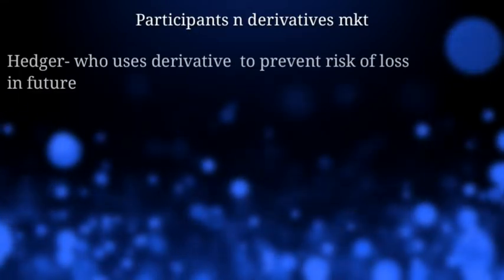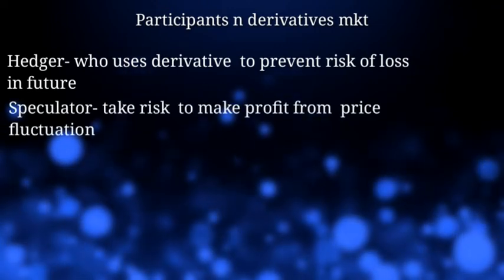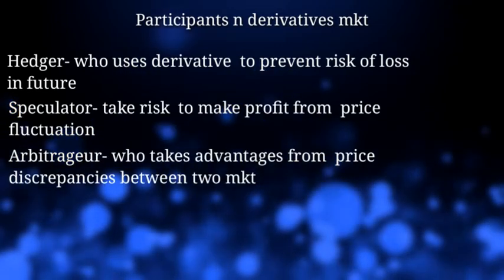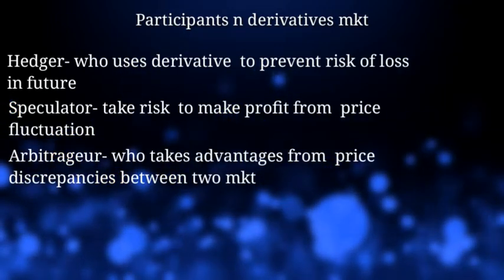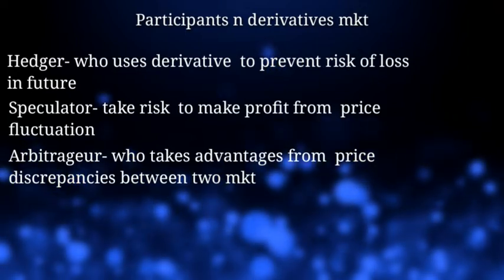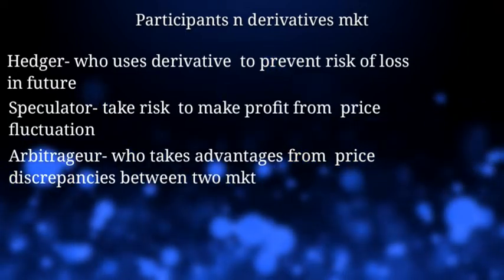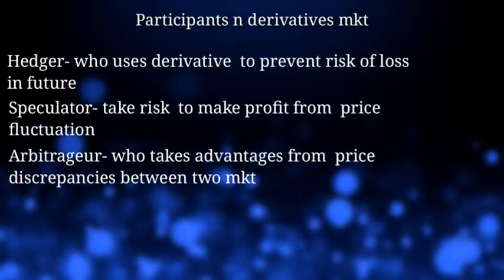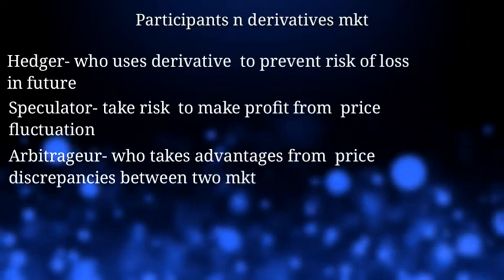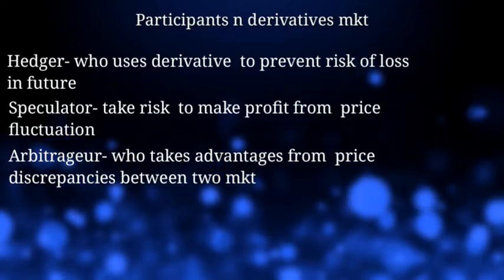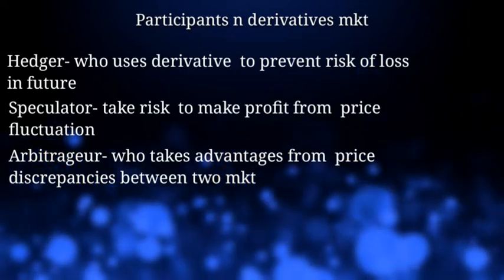First one, hedger. Secondly, speculator. Thirdly, arbitrager. Hedger, who is hedger? Hedger is the person who uses derivatives to hedge or prevent risk of loss in future. And speculator? Speculator is the person who uses to bet on future movement in the price of an asset.